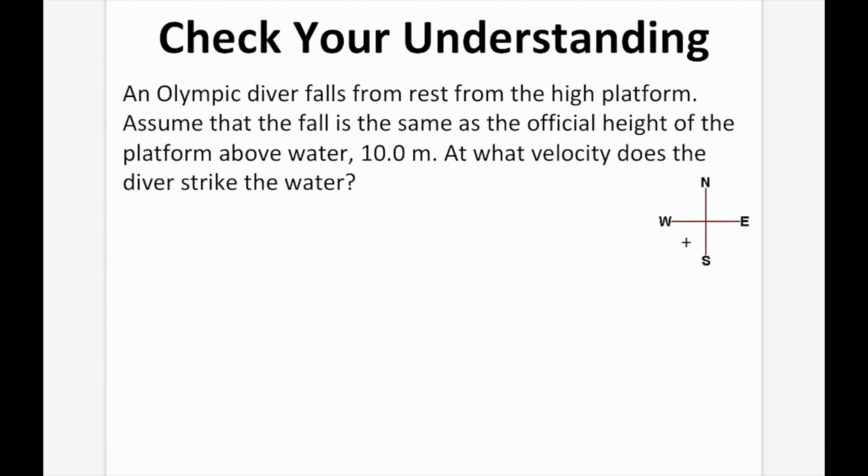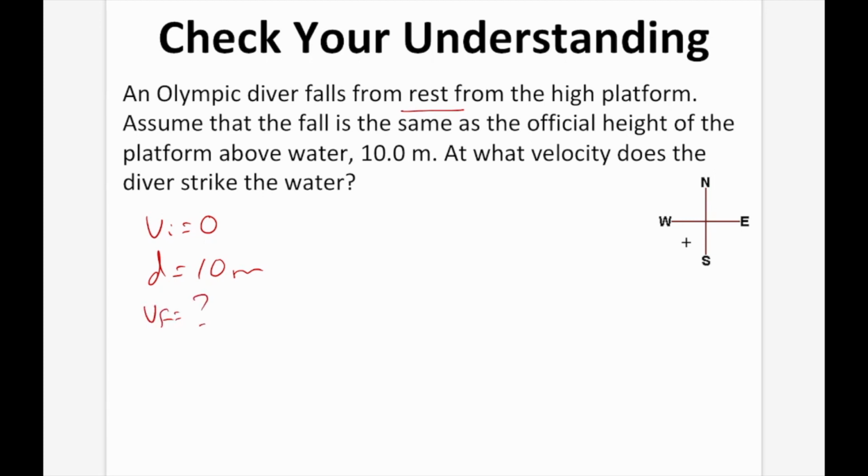An Olympic diver falls from rest, so we know vi is 0 because they're falling from rest from the high platform. Assume that the fall is the same as the official height of the platform above water, which is 10 meters, so he's going to fall a displacement of 10 meters. At what velocity does the diver strike the water? So that's vf. That's our question.